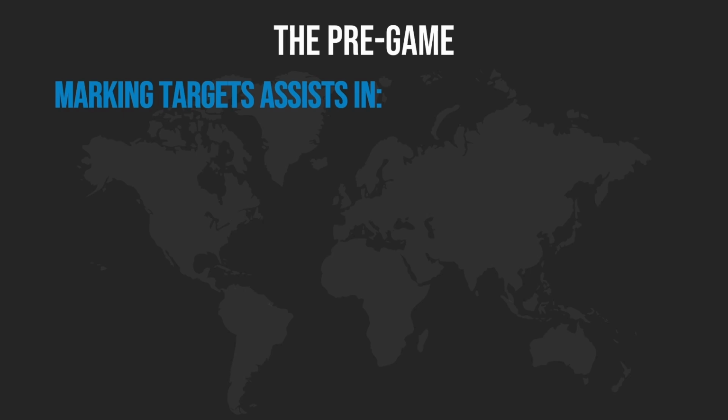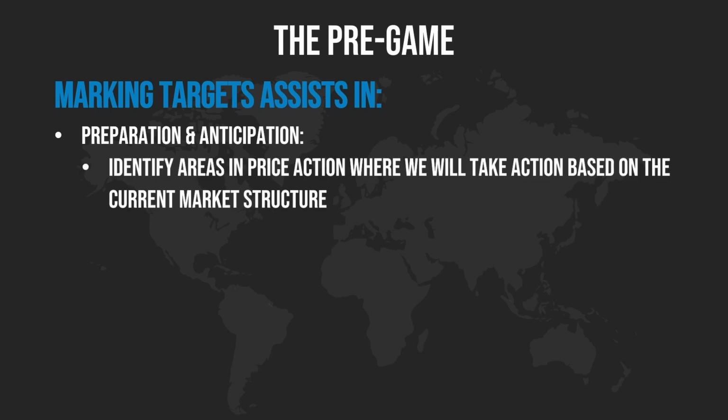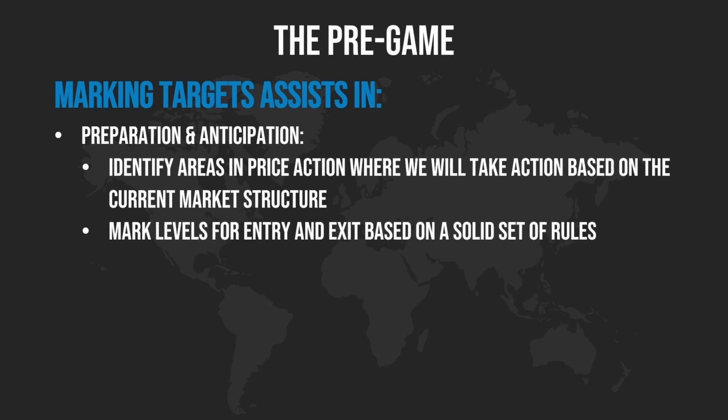Marking targets assists you in a number of different things on your charts. If you don't understand what we mean by marking targets, we mean drawing levels, finding areas in price that we're interested in regards to making a movement. So it's all about preparation. It's all about anticipation of what you're going to do in the market. You want to identify areas in price action where we're going to take action based on the current market structure. It's all about anticipating where price is going to go and what we're going to do when price gets there.